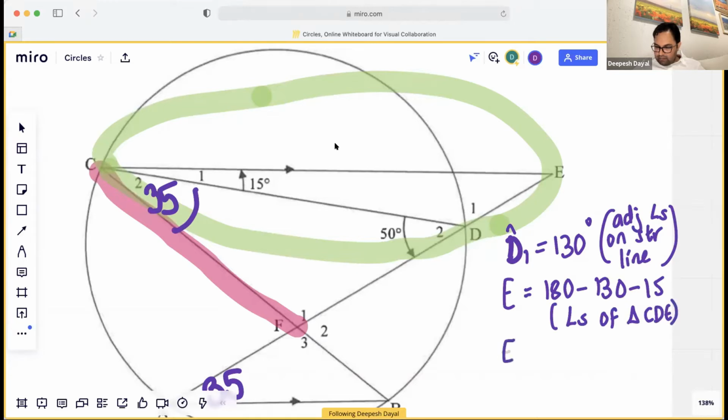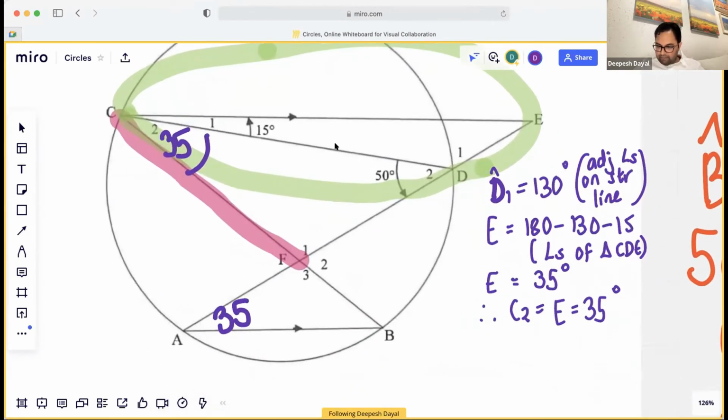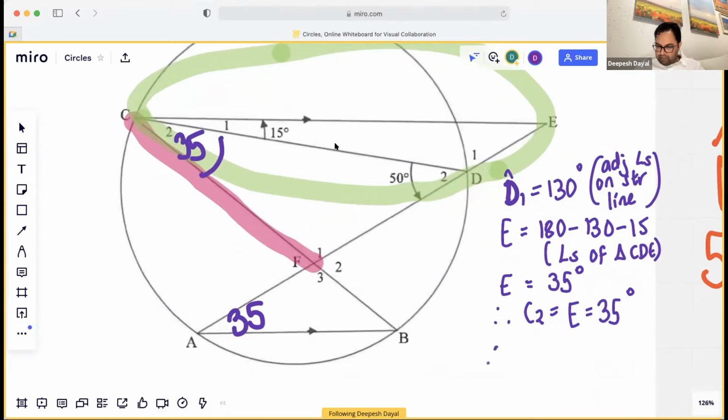So E equals 35 degrees. Therefore, C2 equals E equals 35 degrees. Therefore, it's a tangent because of the tan-chord theorem, right? Therefore, CF is a tangent to the circle passing through CDE.